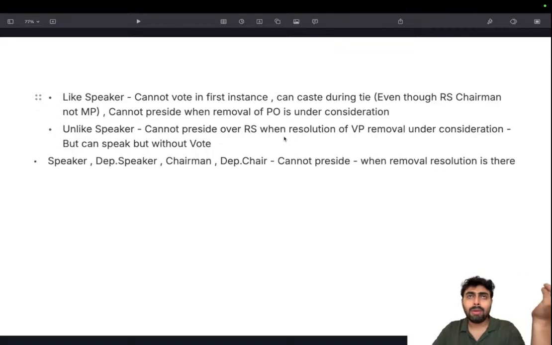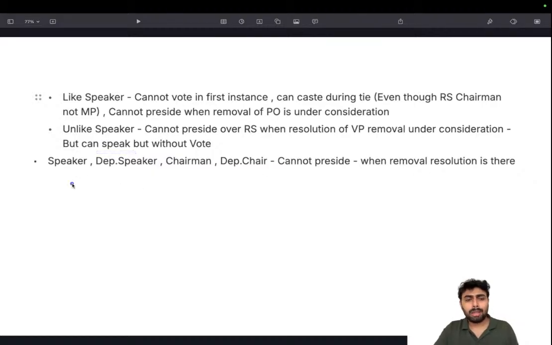If the removal of the Vice President, that is the Chairman of Rajya Sabha, is considered, he or she cannot preside, but can speak, but without vote. In both cases, they can speak but without vote. Because what? The difference here is that the Rajya Sabha chairman is not an MP. So he is not a member of the house, so obviously he cannot vote. He or she cannot vote but can speak. But in the case of the Speaker, he or she can vote and speak.